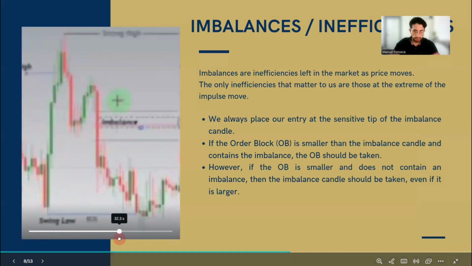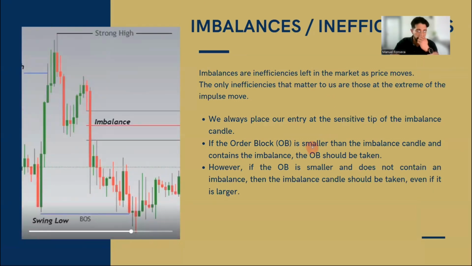Let's pay attention here. In this example, we have a first order block, which is in this area, right up here. This is the order block, the last bullish impulse. What happened? You see this? We have the order block, but it was already mitigated by this candle. Why, Manuel? Why was it mitigated?